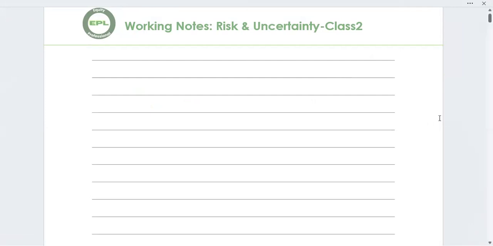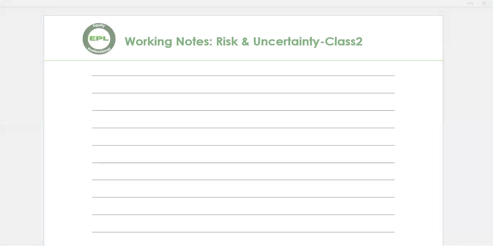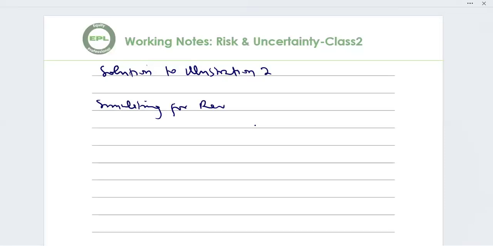We are not given the name of the company, so let's move on. Like I said, the first thing you are going to do is to simulate. Solution to illustration number 2. Then simulating for revenue. We do it variable by variable. So the first item here will be the revenue.